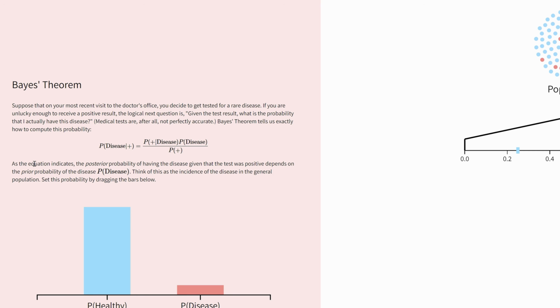But you also need, if you want to standardize it, the probability of getting a positive result regardless, right? So as the question indicates, the posterior probability of having the disease, given that the test was positive, depends on the prior probability of disease, P(disease). Think of this as the incidence of the disease in a general population, right? Set the probability by dragging the bars below. So healthy, 90%, disease is actually 10%. So it's not that rare, right?